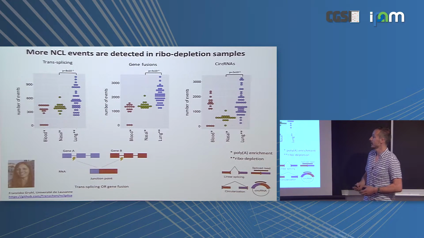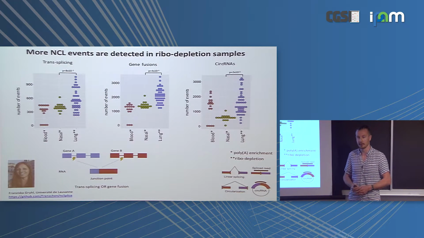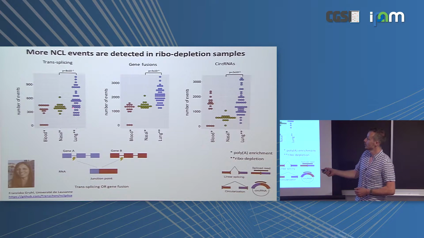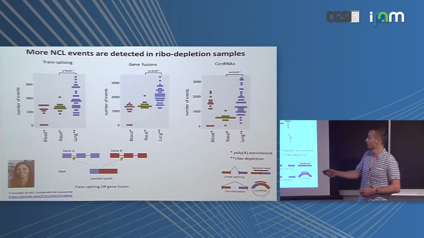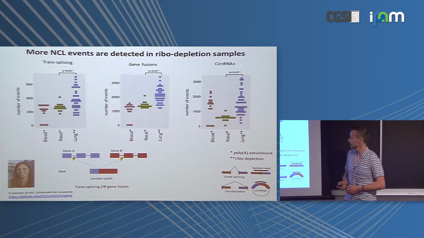Given that, we compare three tissues: the blood, nasal, and the lung. We use the lung and the nasal tissues as a comparison, thinking that the transcriptomic profiles of the nasal and the lung are quite similar, providing us the tool to conclude that lung was prepared by the ribodepletion protocol, and nasal was prepared by poly-A. So we conclude that the total RNA, as expected, provides you more reads coming from all three events.